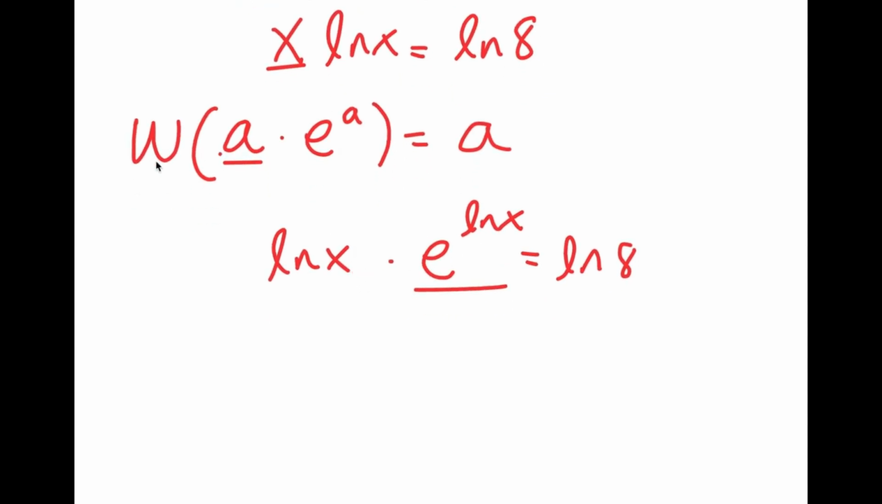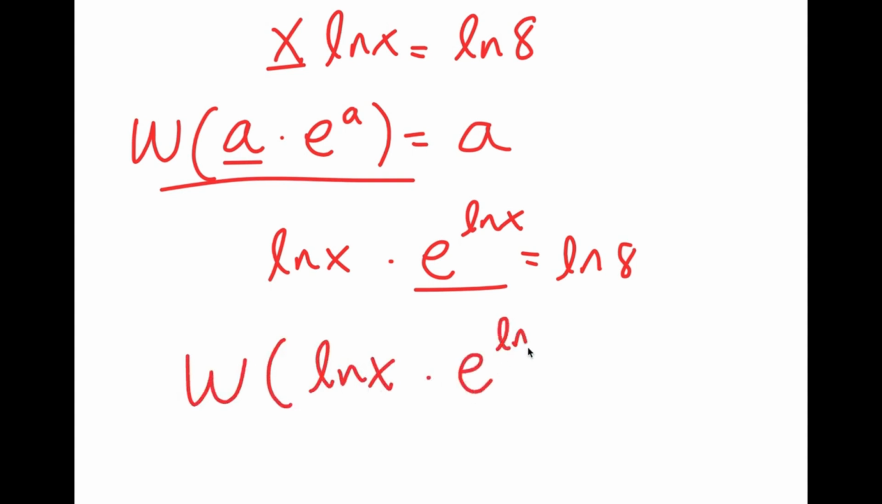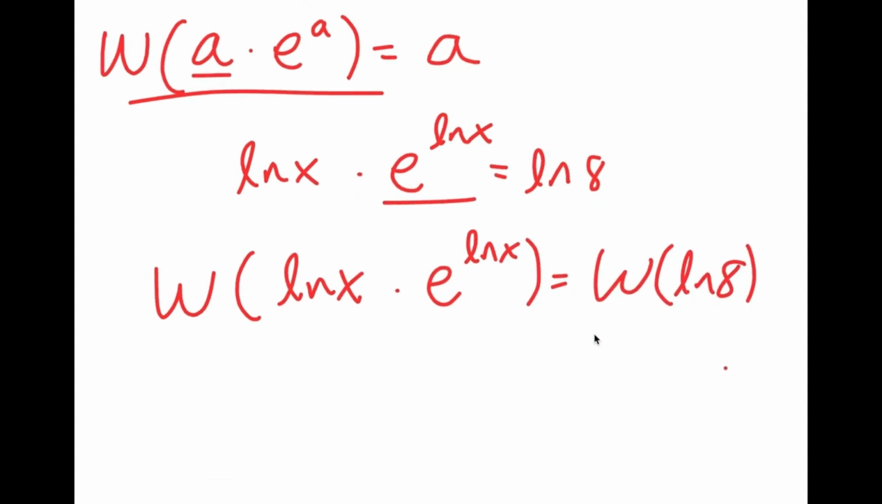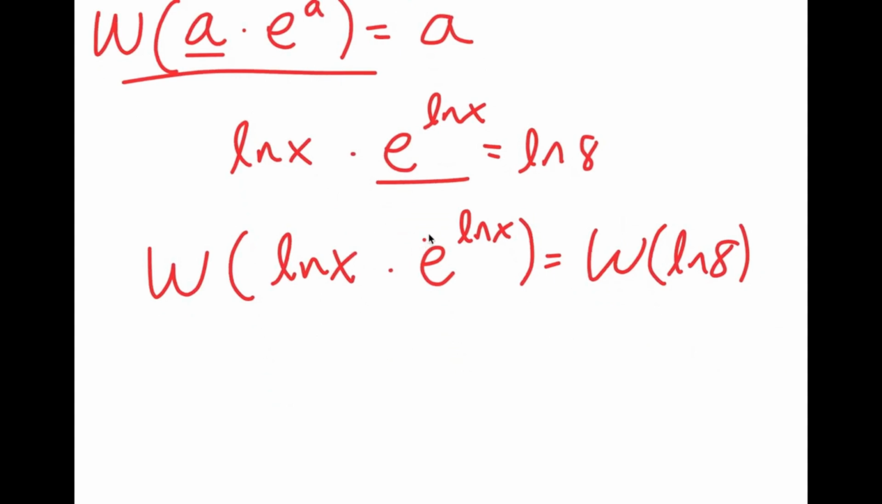So now I can use this formula. I'm going to take the W on both sides. So I have W of (ln x times e^(ln x)) is equal to, what I have to do on one side, I have to do on the other side, W of ln 8. And this simply turns into ln x = W of ln 8.